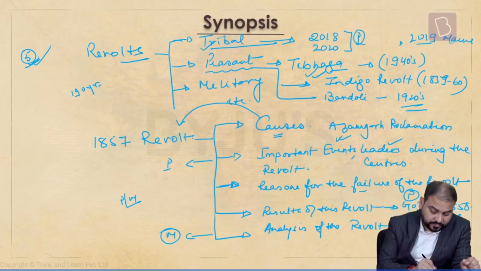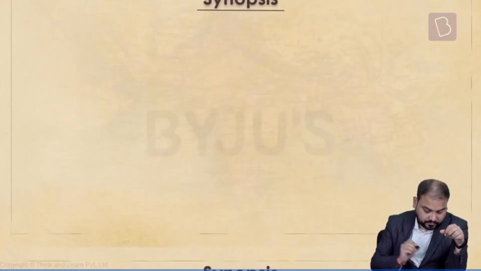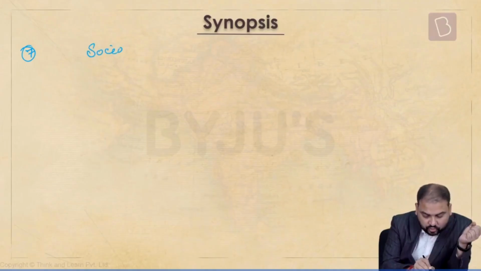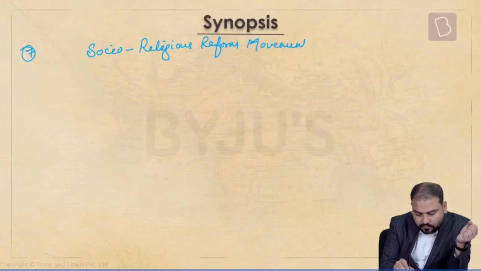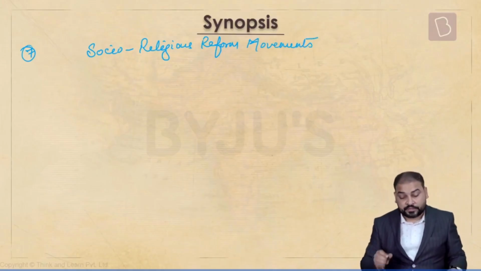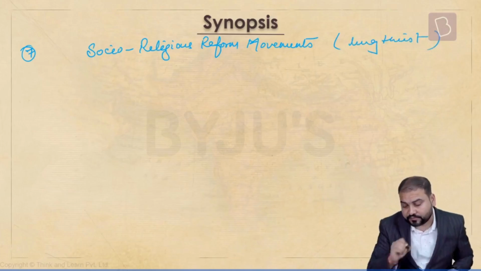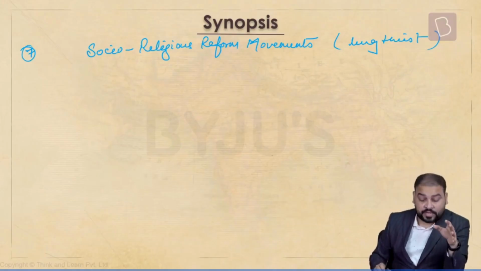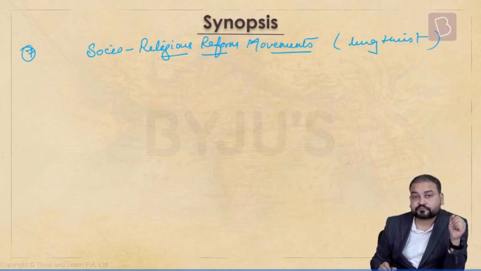Now, let's say this is your 6th chapter. Moving ahead of this, we shall see our chapter number 7, which is socio-religious reform movements. See, the lengthiest chapter of our syllabus. In fact, Bipin Chandra has discussed this chapter in two parts, not in one.